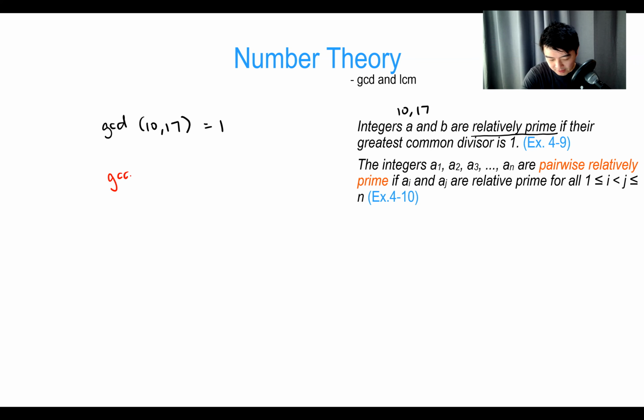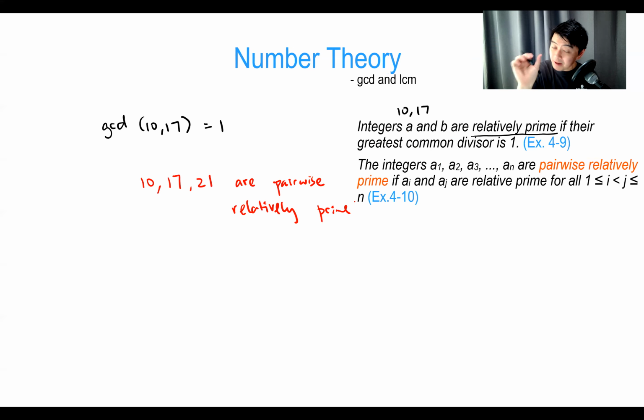So for example, I can say 10, 17, and 21 are pairwise relatively prime. The greatest common divisor between any pair of numbers is always equal to 1, and you can just verify this. Also verify that for two numbers to be relatively prime, they themselves do not need to be prime numbers. 10 and 21 are not prime numbers, but they are part of a pairwise relatively prime set. Just remember these as definitions for now, so we'll label this properly: 4-9 and 4-11, or 4-10.